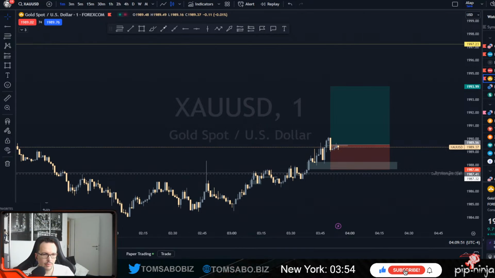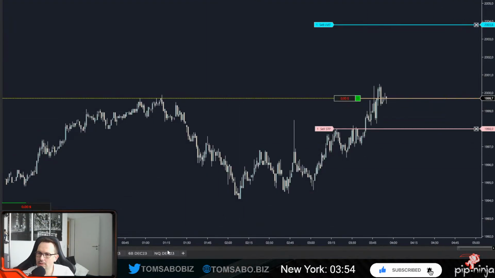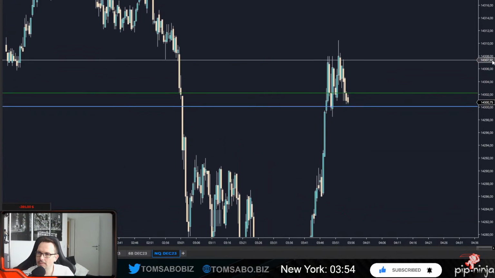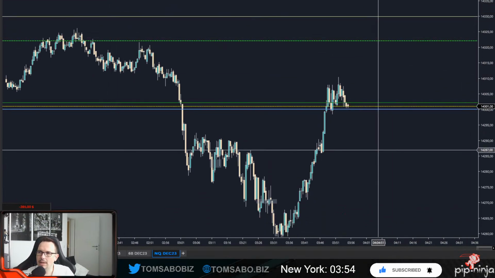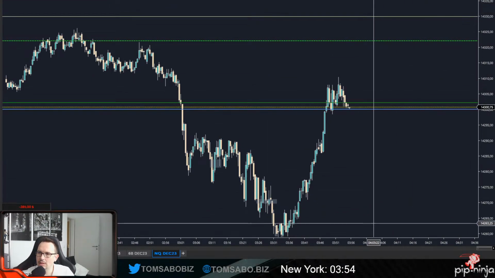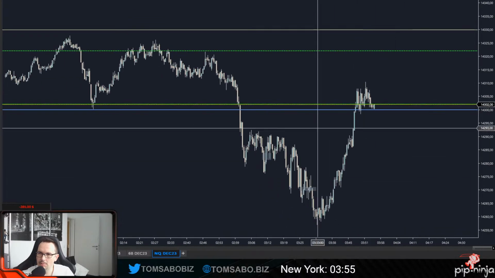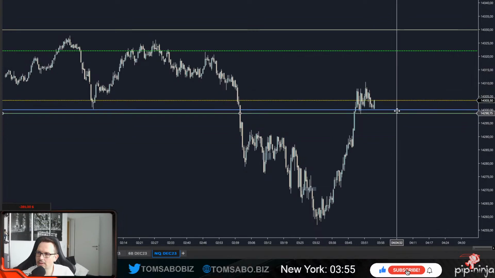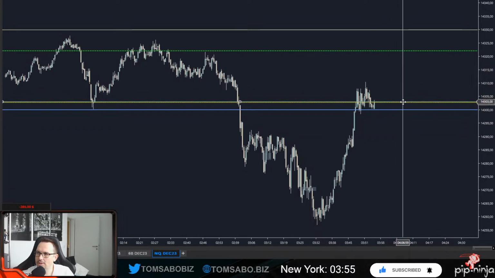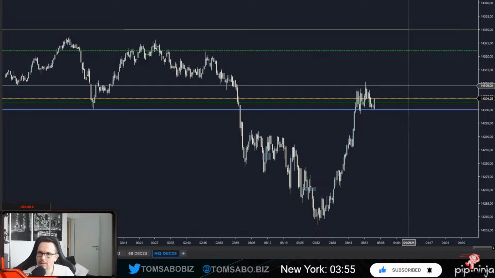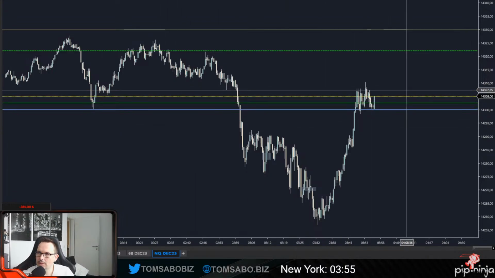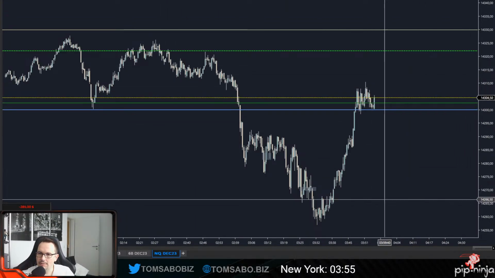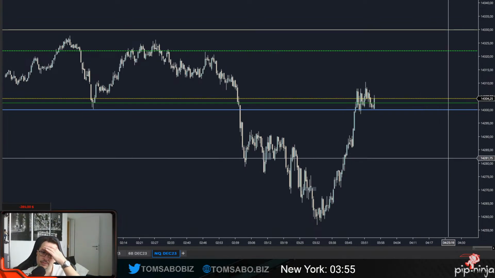Let's watch NQ. Let's see what's happening. NQ got back to yesterday's low, repricing this imbalance. Oops, I just moved this. That was yesterday's low. So it's above yesterday's low right now.